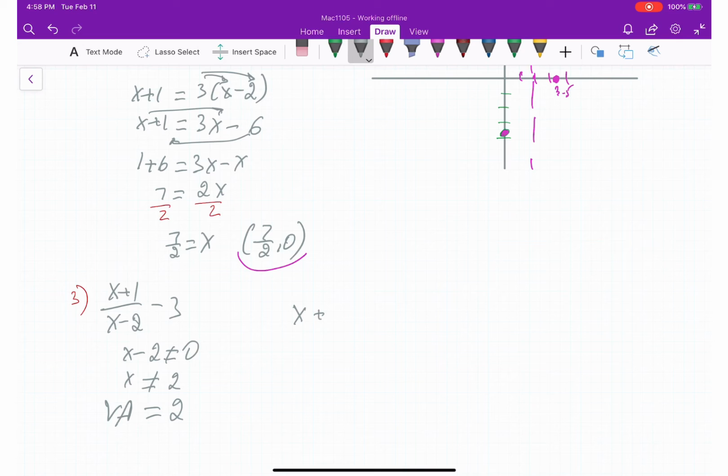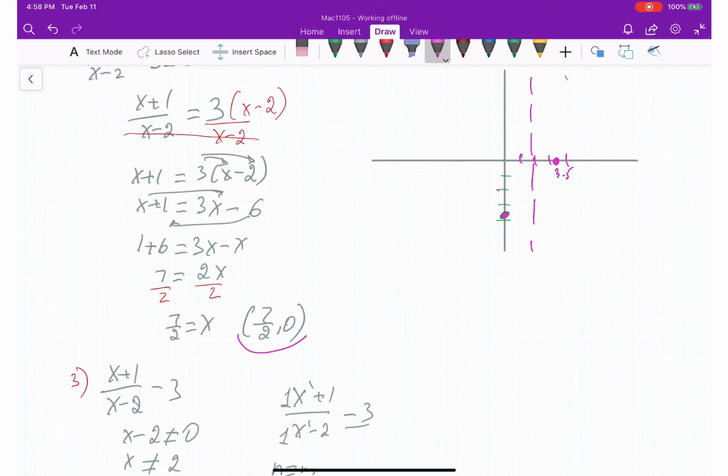Now let's solve the horizontal asymptote. X plus 1 over x minus 2, minus 3. What do we get? So n is equal to m, because here is 1, here is 1. That means the horizontal asymptote is equal to 1 over 1, right? It's going to be 1 over 1 and minus this 3. So it's going to be negative 2, which means our horizontal asymptote is going to be negative 2 right here.